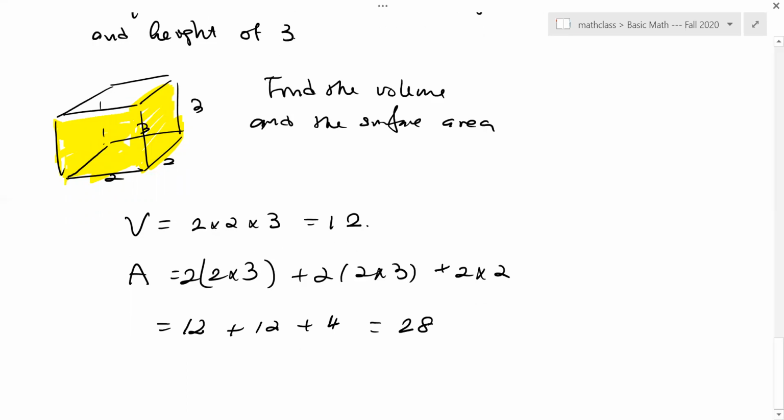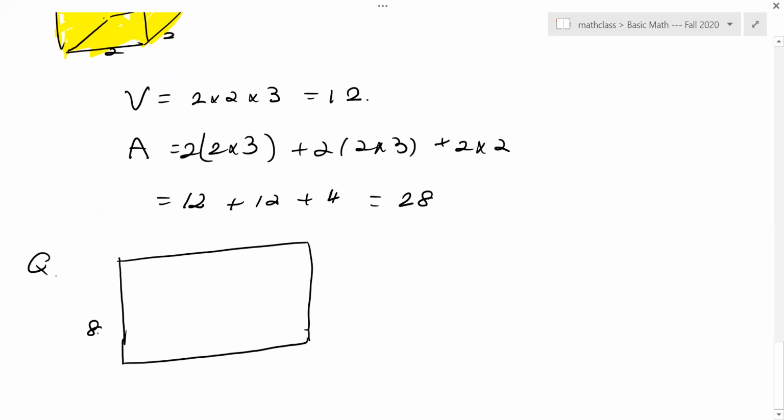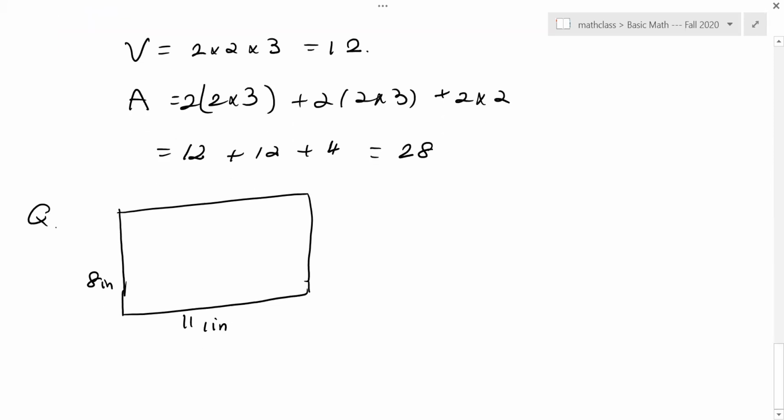All right, now you have to use your imagination. Let's do the following problem. I have a piece of paper. This piece of paper is typically 8 inches by 11 inches. What I'm going to do is cut 4 corners, and each is 2 by 2.